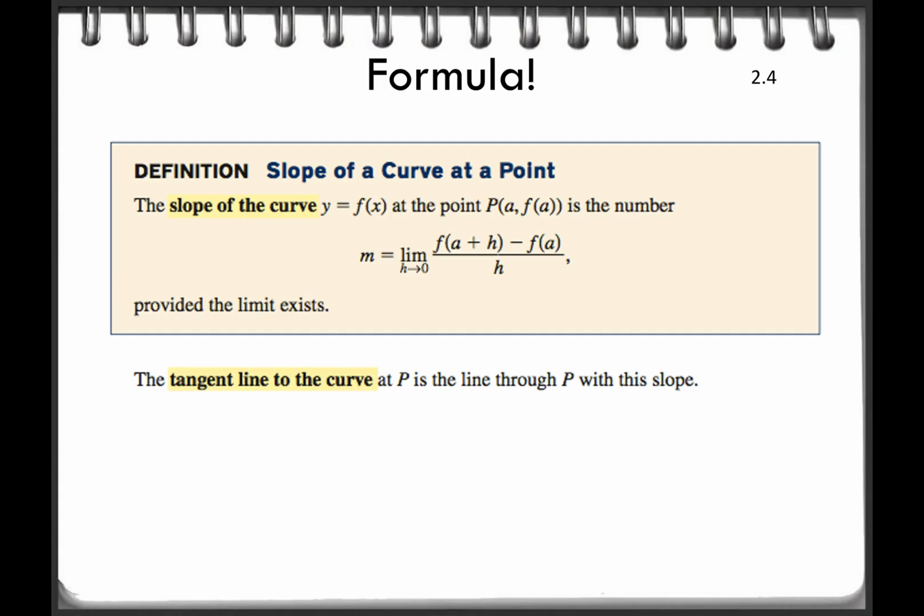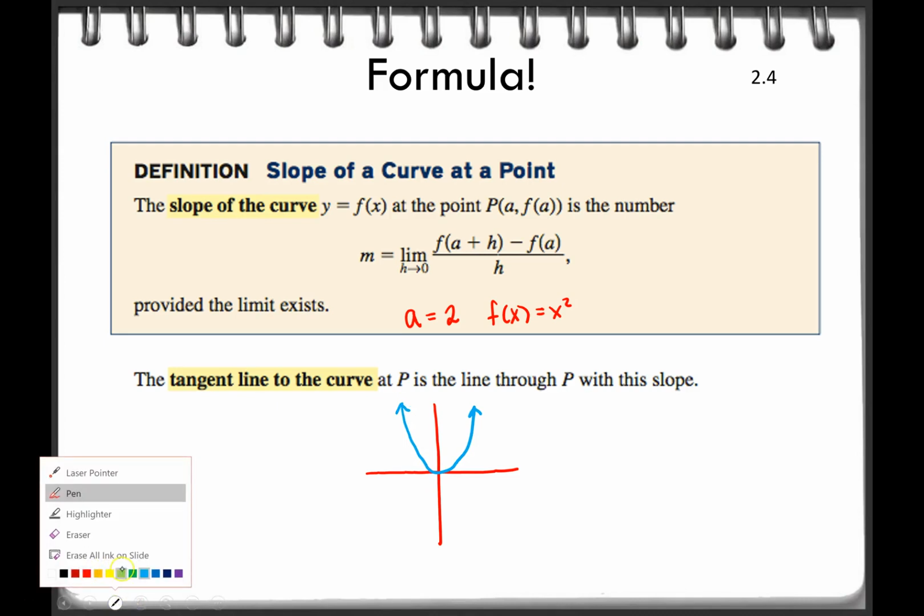So before we even focus on this formula, let's talk about what this is finding. And maybe we want to just give it an actual number so it's not so many variables. Let's let our a be 2, and let's let our f of x be the graph x squared. So if I graph y equals x squared, my f of x, I want to talk about the point a equals 2.